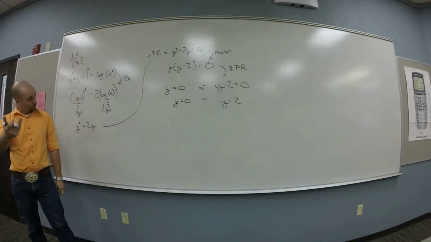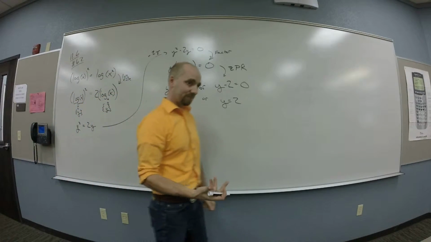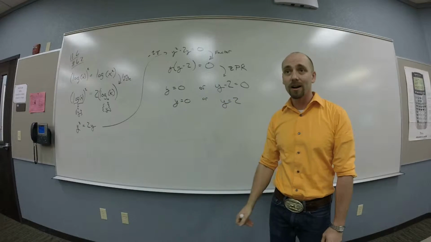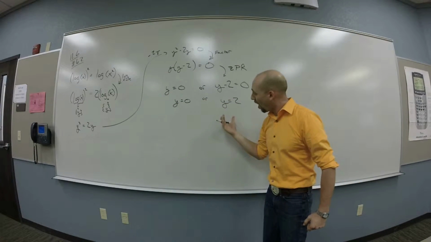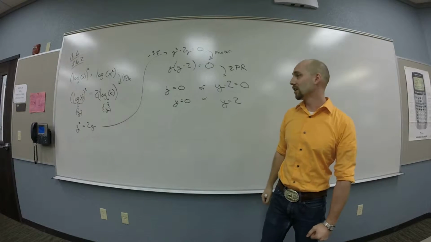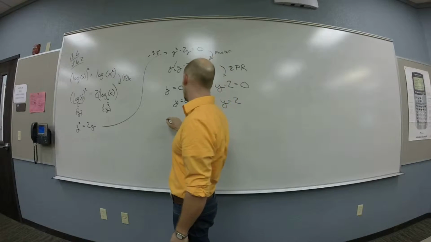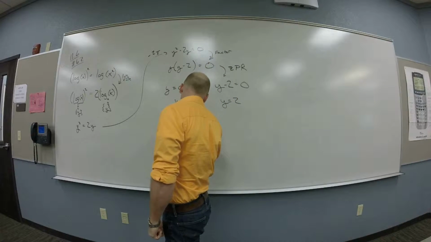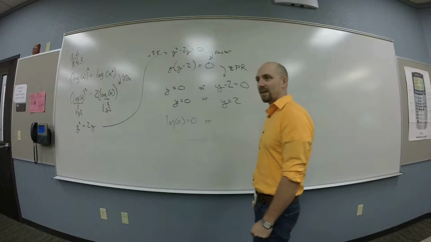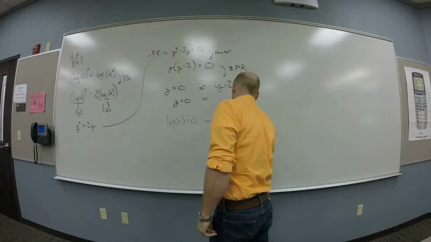All right, so they didn't ask me about y's to begin with, right? So where'd the y come from? Yeah, I was thinking about log of x as y. So really, these aren't about y's. These are about log of x. So y is 0 means I'm thinking log of x is 0, or log of x is 2.